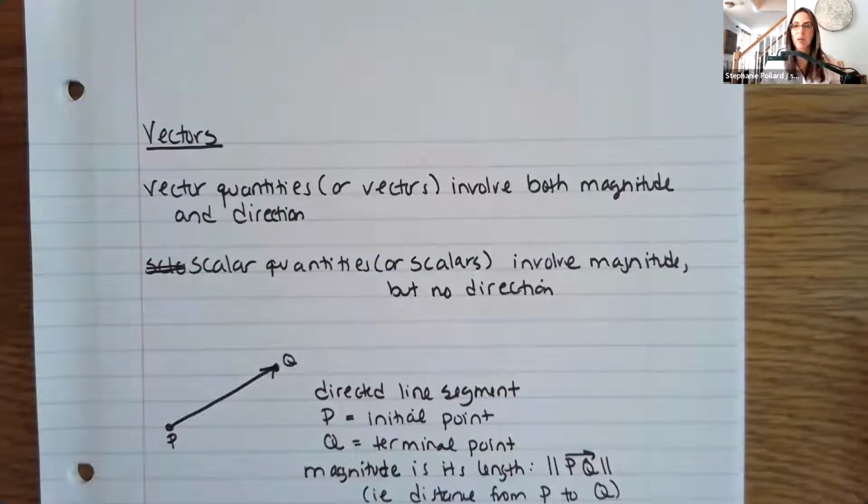Everybody, in this set of videos, we're going to introduce the idea of a vector. So vector quantities, or vectors for short, involve both magnitude and direction. If we say scalar quantities or scalars, those just involve magnitude and no direction. So here's what a vector looks like.